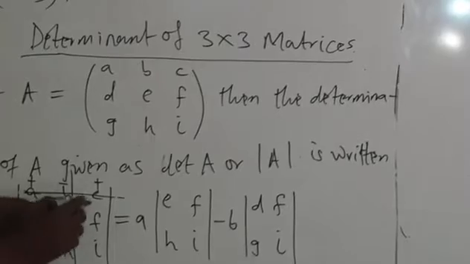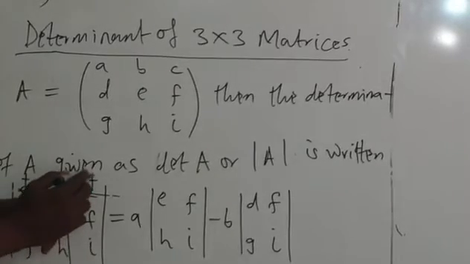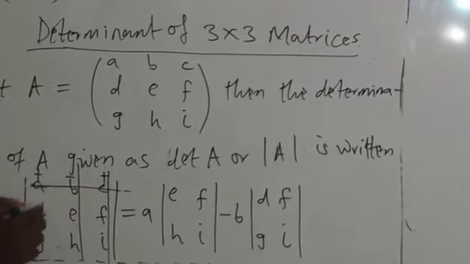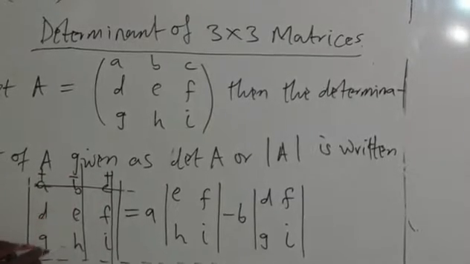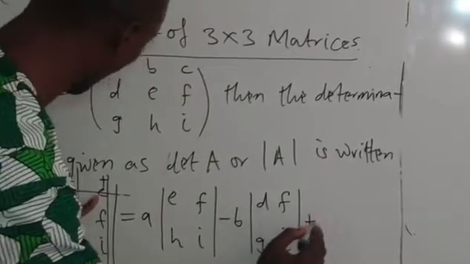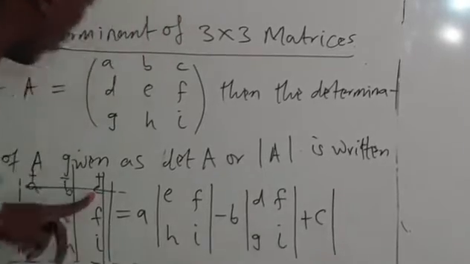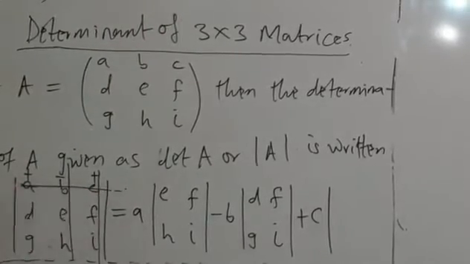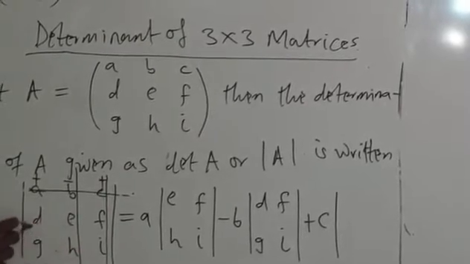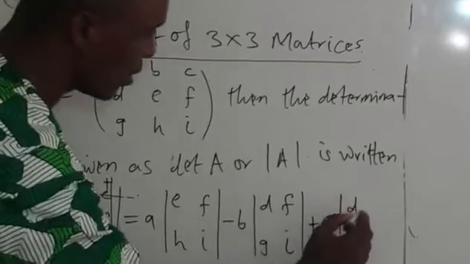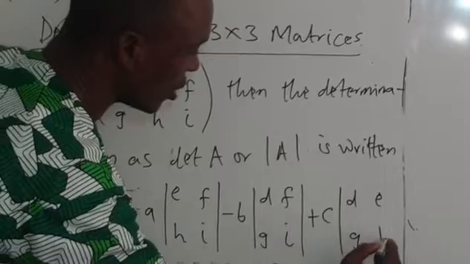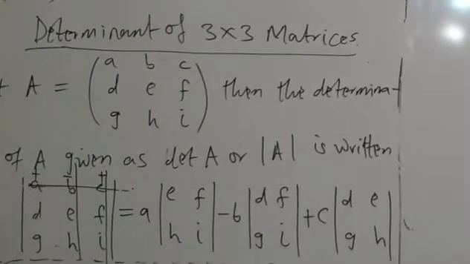Then the last element, C, on the first row. So you hold on to C along the row and along the column. So we'll be left with D, E, and G, H. That is plus C. Then hold on to C along the vertical and the horizontal. So we'll be left with D, E, G, H. So this is how we are going to simplify.